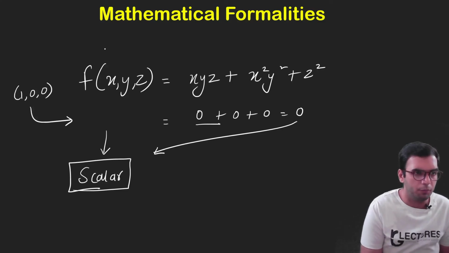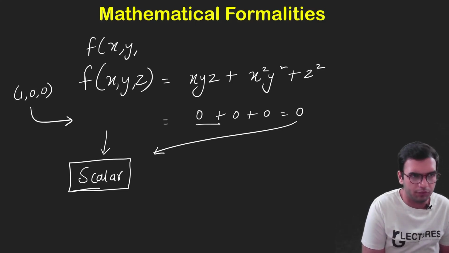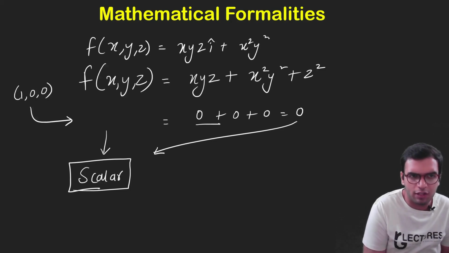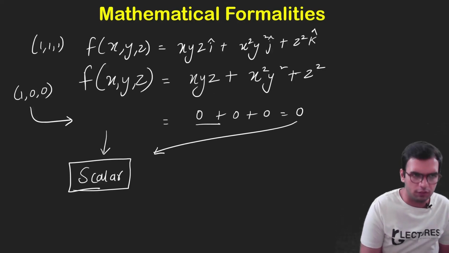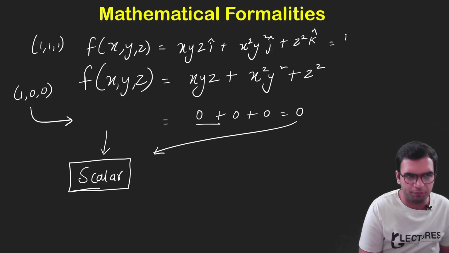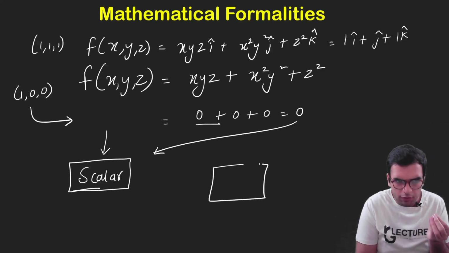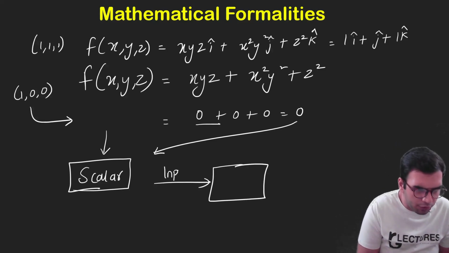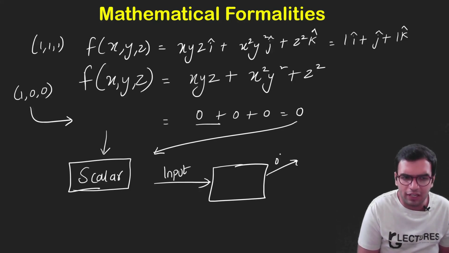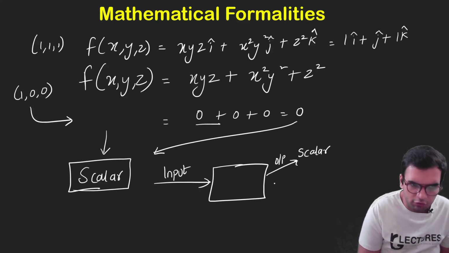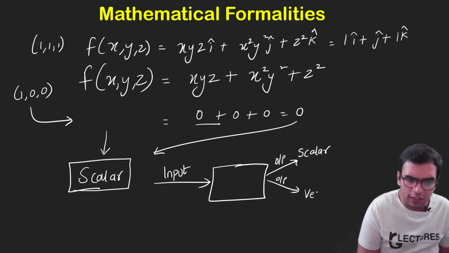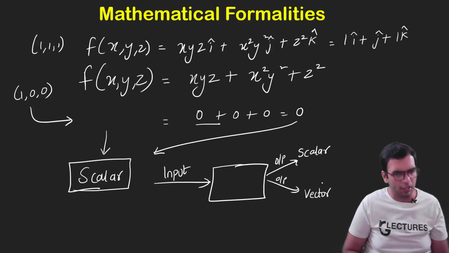But suppose instead of this I consider the function i cap plus x square y square j cap plus z square k cap, and suppose I am substituting the value 1 and 1. So definitely I will get a vector, I cap plus j cap plus 1 k cap. So if I have a function, and I enter my input, and in output I get a scalar, then it will be a scalar point function. And if in output I get a vector, it will be a vector point function, as simple as that.